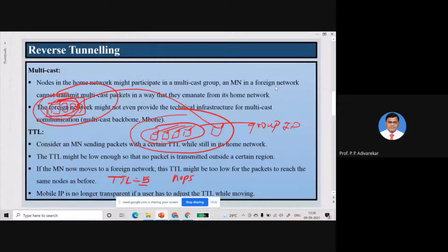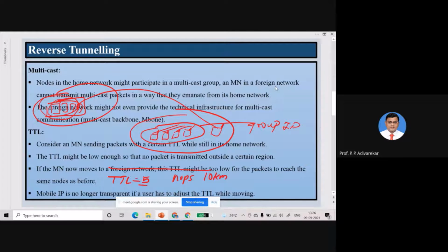Let's say a packet has a TTL of 5, that means it can cover a distance of, let's say, 10 kilometers, because there are routers which can carry this packet with this TTL up to only 10 kilometers. Now if the mobile node moves to the foreign network, obviously the hop count is going to increase, as the distance between the mobile node, which is now in the foreign network, and the destination is now larger. So if TTL is not modified, then the packet will not reach the destination.